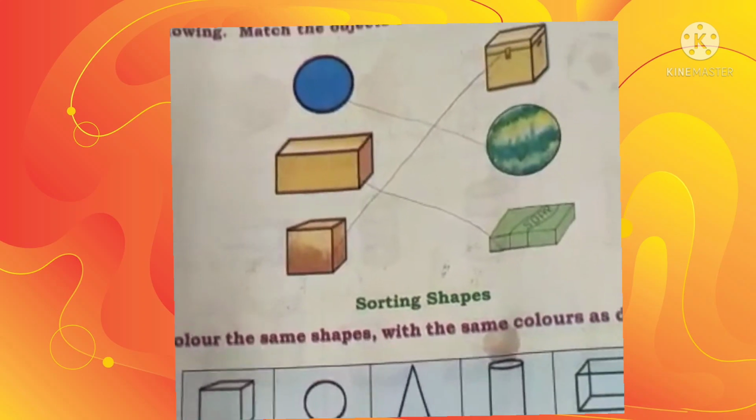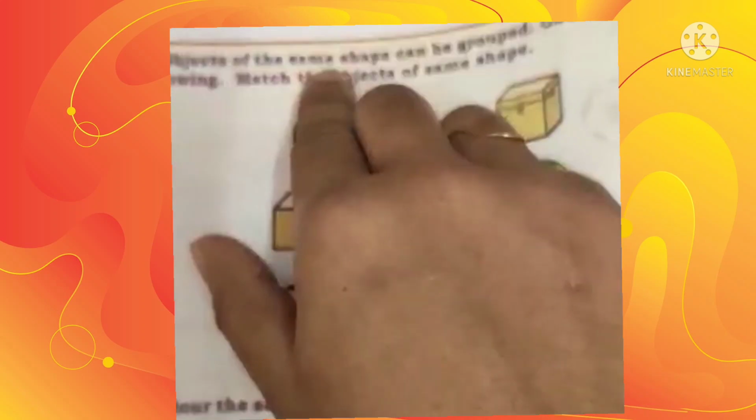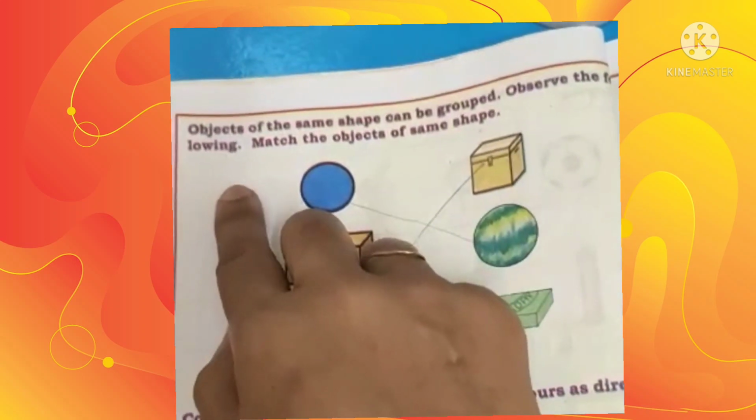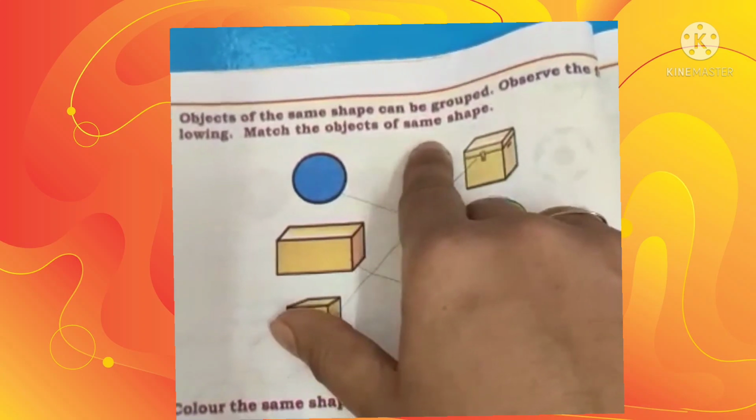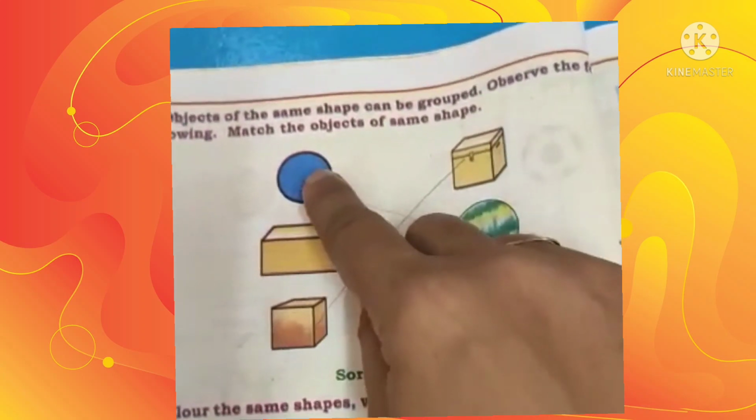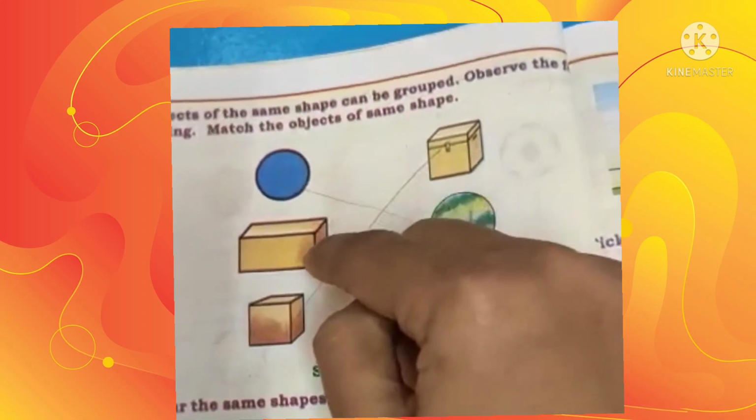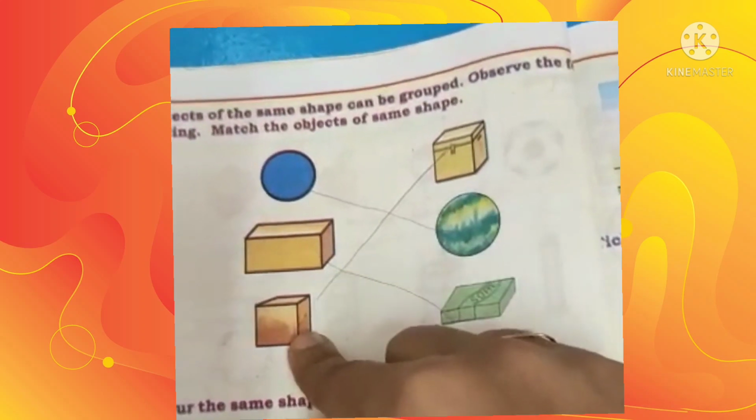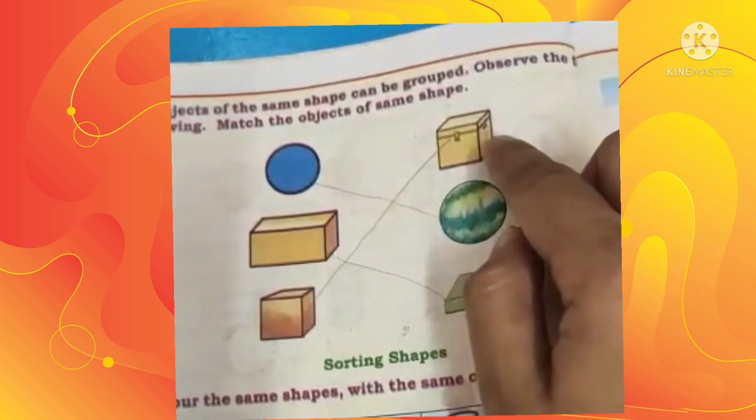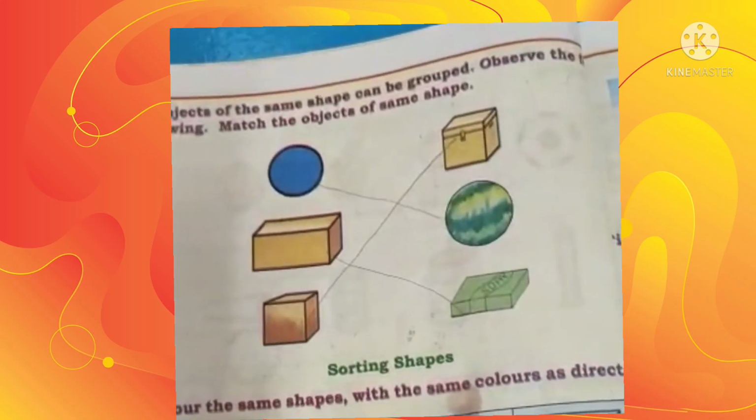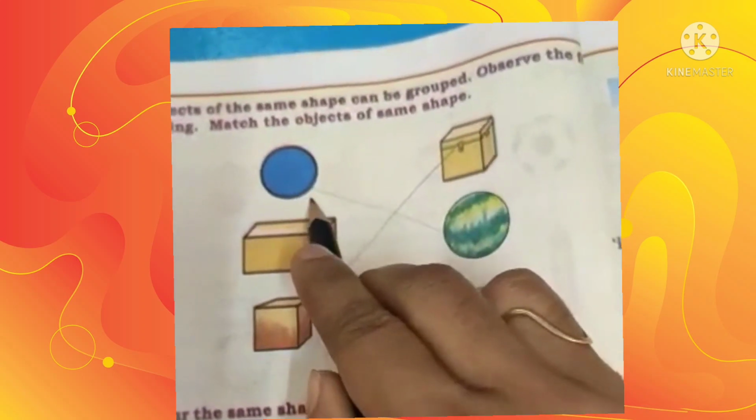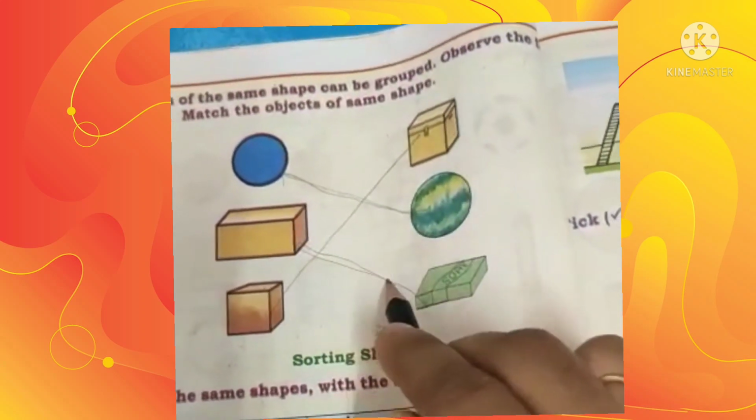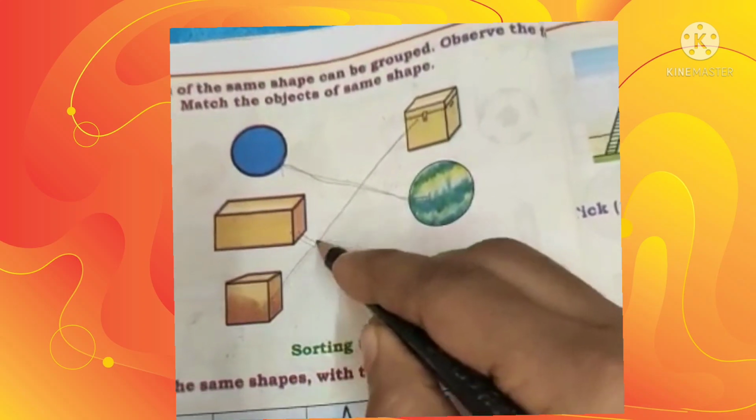Now look at page number 18. Objects of the same shape can be grouped. Observe the following. Match the objects of the same shape. Now look at their pictures. Circle and box. This is in rectangle shape. One more box. This is in square shape. Here also the same thing is given. So now you have to match one by one. Circle to circle, rectangle to rectangle, and square to square.